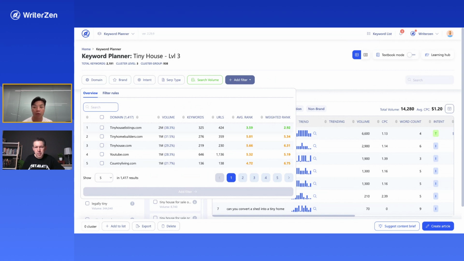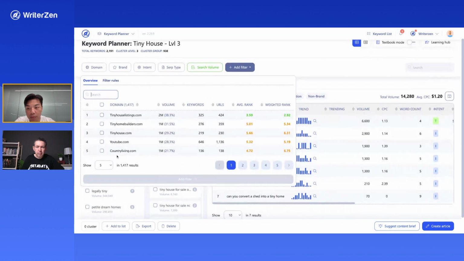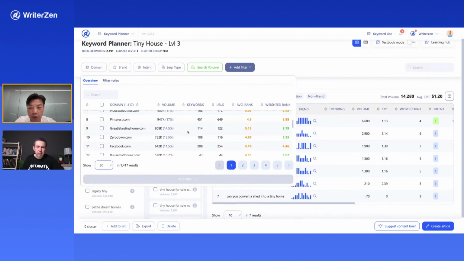So just by looking at this, you can see the domination of a certain domain over a list of keywords, right? This is only 325, meaning maybe about 12 to 13% of the total keywords, and yet that represents 38% of search volume, right? So they really are ranking for top keywords. Then you've got the second one, which is 1 million, and you've got a few at 1 million here. Let's extend this to about the top 30 and scroll down.